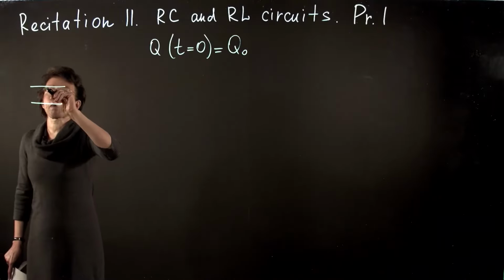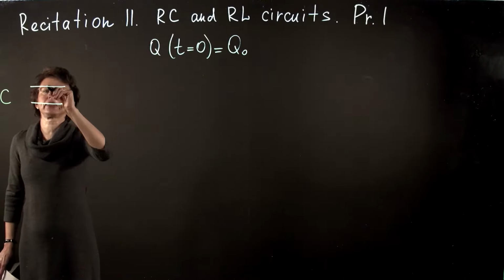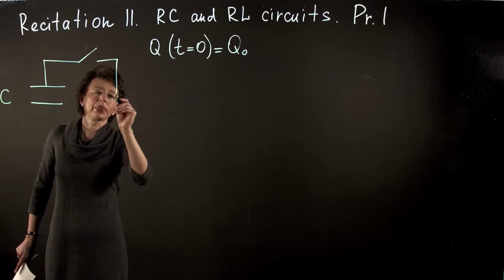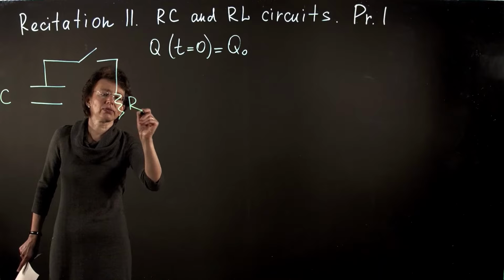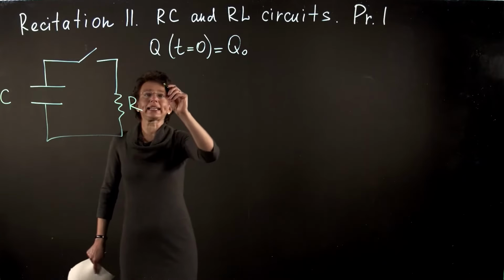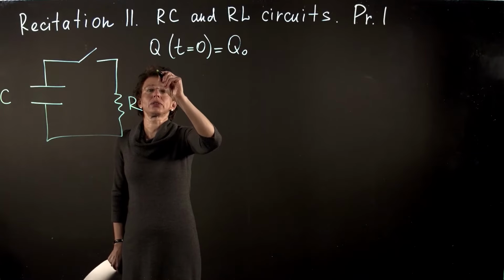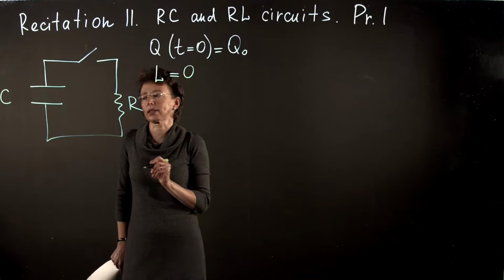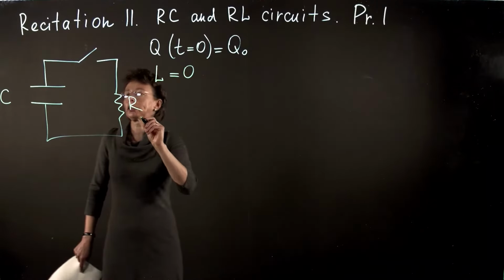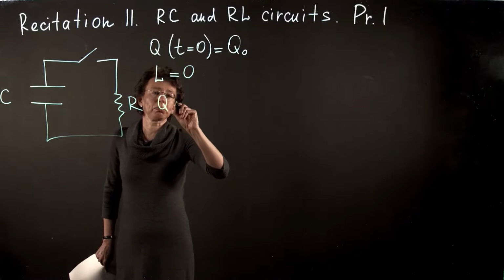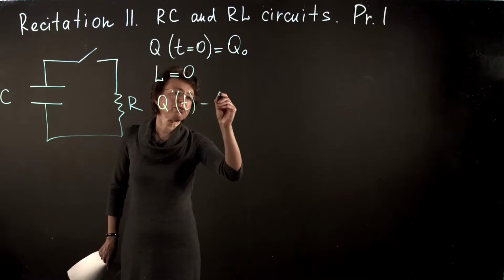And I put this capacitor with capacitance C that is given in a circuit. This is the switch, and then I have a resistor with a given resistance R. We neglect self-inductance, so self-inductance is 0. I put L0. What are we looking for? We are looking for the charge on the plates of the capacitor as a function of time.